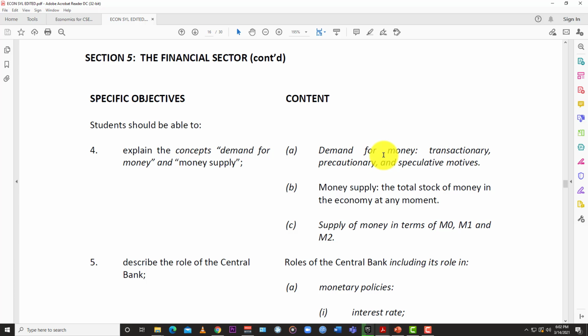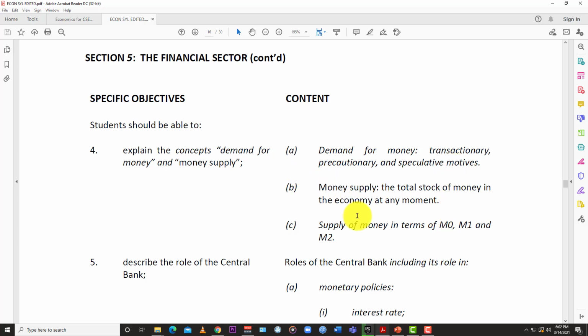So the demand for money. Now this one is more literal than when you're looking at supply and demand. This is simply, why do we need money? Why do we hold money? There are three main motives as to why we hold money, and they are the transactionary motive, the precautionary motive, and the speculative motive. And just by the words alone, it's somewhat self-explanatory, but we're going to still look at them separately so we can understand what each motive entails.